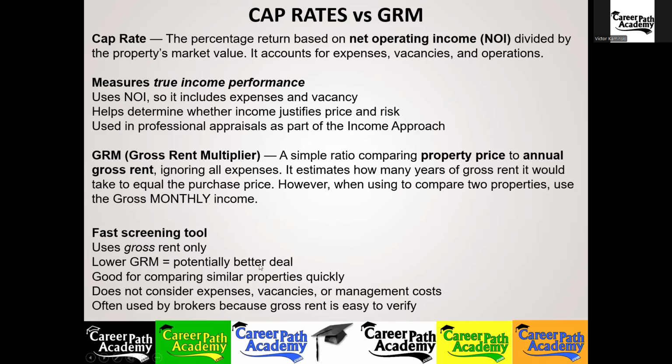So here's a fast screening tool for you, the GRM. Okay, it uses the gross rent. Lower GRM equals potentially better deal. Good for comparing similar properties quickly. Does not consider expenses, vacancies, or management costs. And it often is used by brokers because the gross rent is easy to verify.